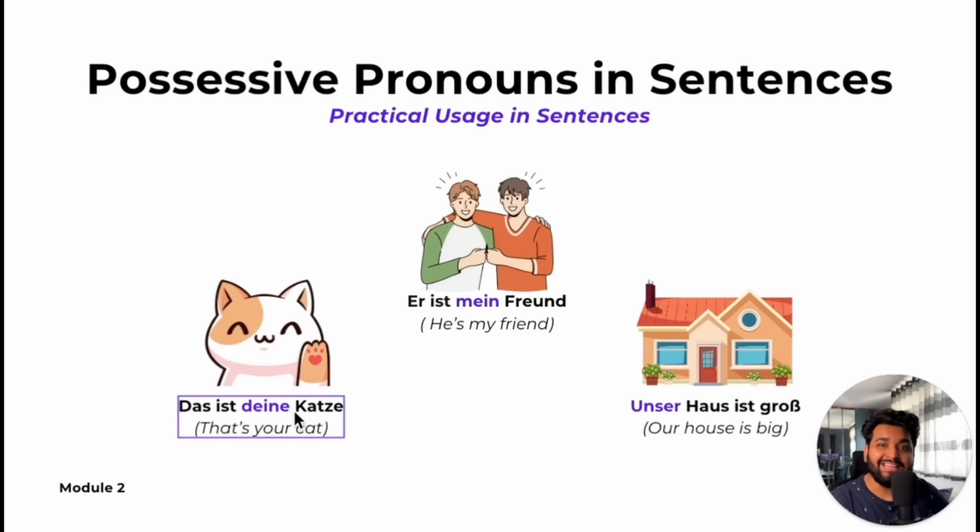Your, deine. Unser Haus ist groß. Our house is big. Your homework will be to look around you and search for some objects and say it using possessive pronouns.